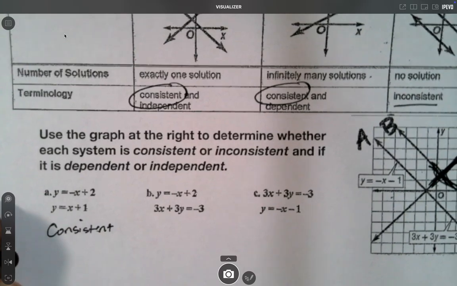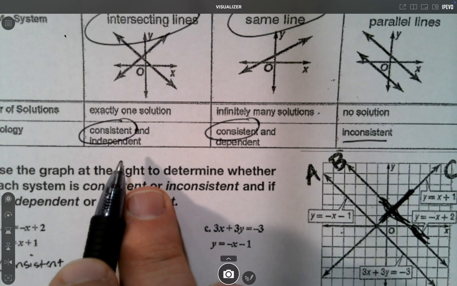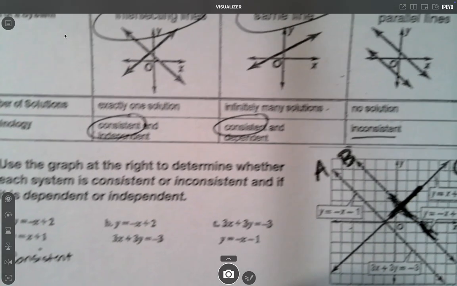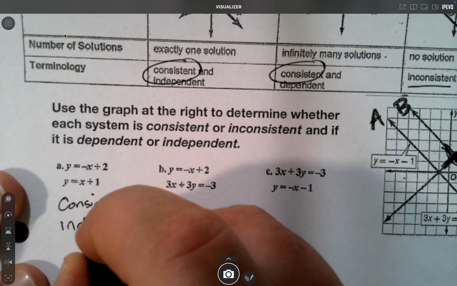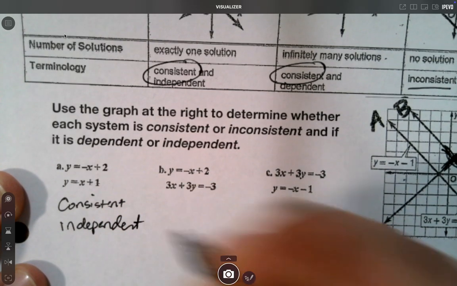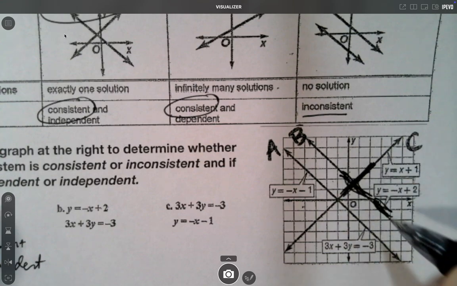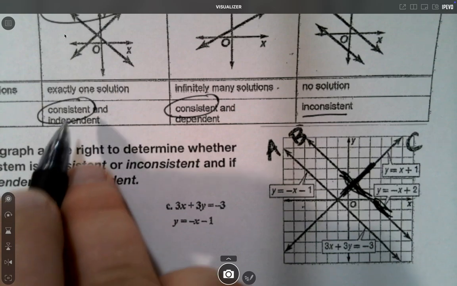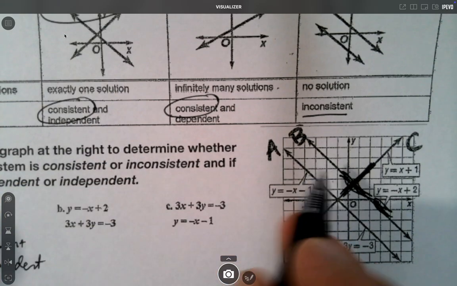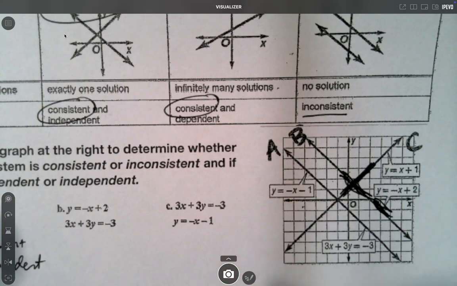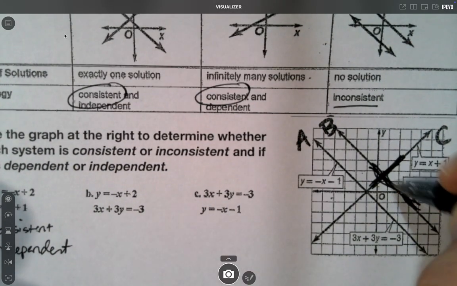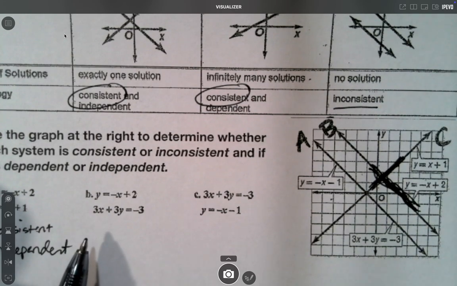Now since they're consistent, I have to decide, well, is it independent or dependent? Since they're two different lines and they only meet in one point, that means it's independent. So we have two different lines that meet in one point. That means they are consistent because they have a solution, a point where they meet, and they're independent because they're two different lines.